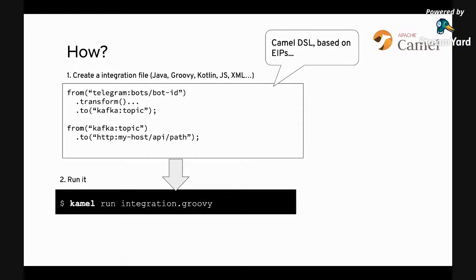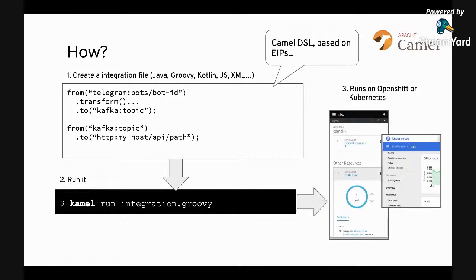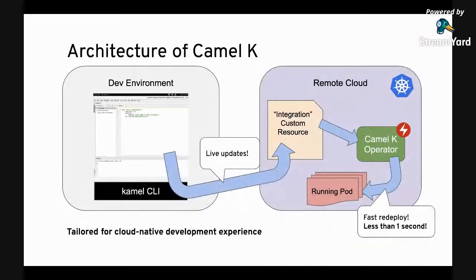And then you just say, I want to run this one. So there's a command line tool, kamel with a K, and you say kamel run and the name of the file. And then it's sent to the cluster, to Kubernetes. And then it figures out how to run that, and it runs. Okay, so that's the serverless part.